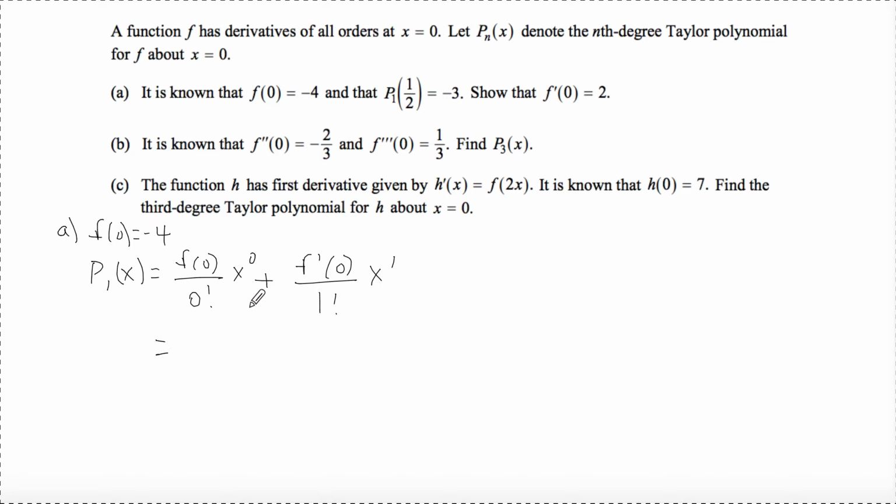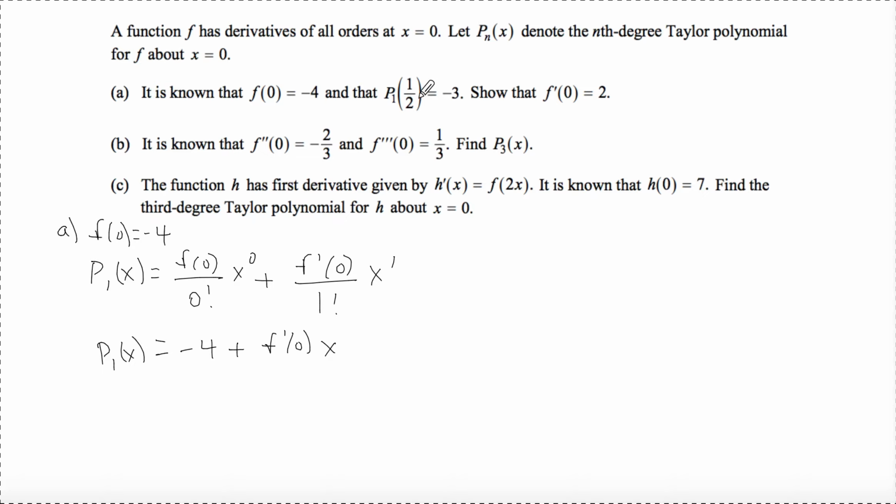F of 0. Oh, I do know that. That's negative 4. So that's negative 4 divided by 0 factorial. That's just 1. So this is negative 4 times x to the 0. That's 1. So negative 4 plus f prime of 0. I actually don't know that, so I'm just going to leave it as f prime of 0 because I'm supposed to show that it is 2. So I'm going to leave this as f prime of 0 for now, divided by 1 factorial. So it's just 1 times x. So this is my first degree Taylor polynomial with what I know so far.